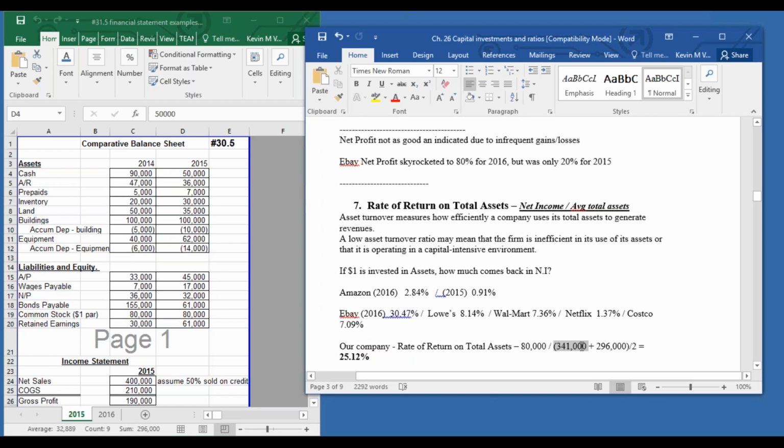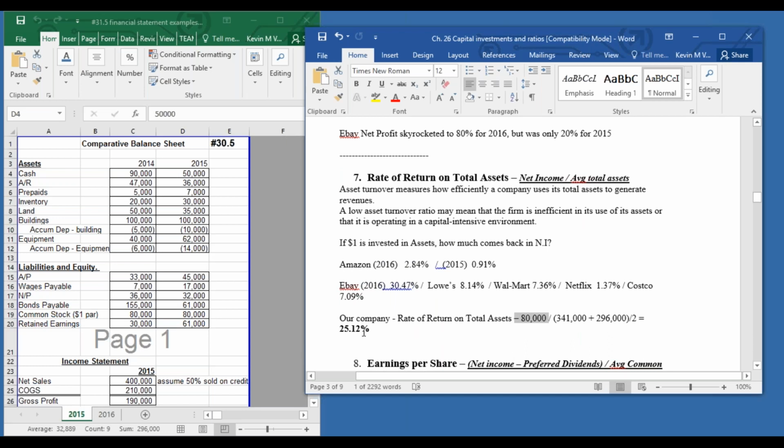average of 341,000 for 2014, plus, because we're doing the average, so we have to do both of these, plus 296, to get the average, so divided by 2, and then using 80,000 as our numerator. Where does that leave us?